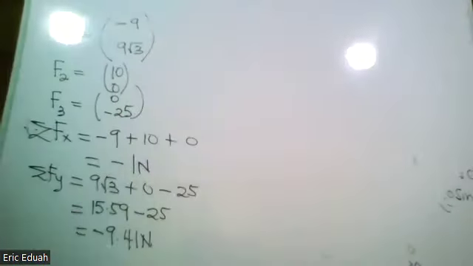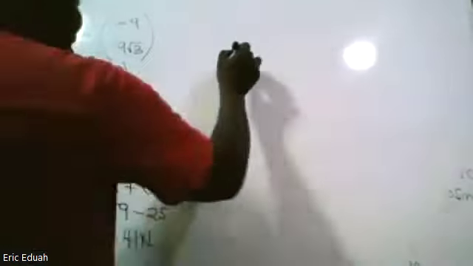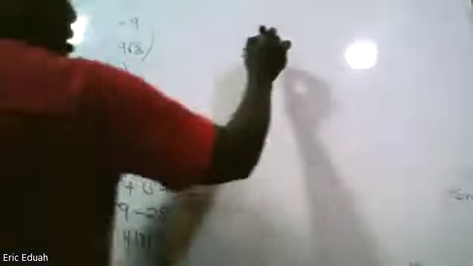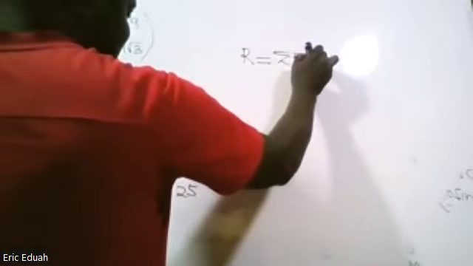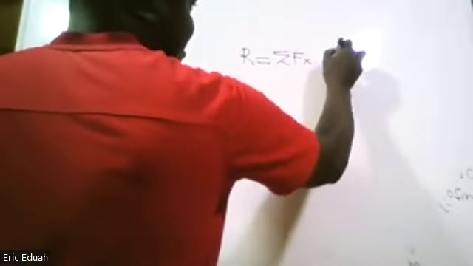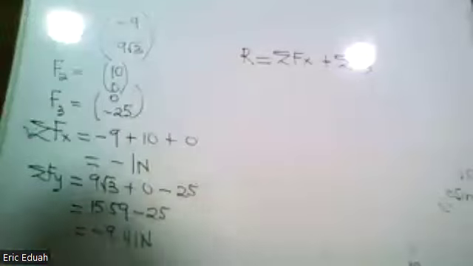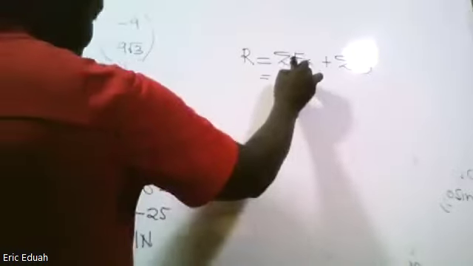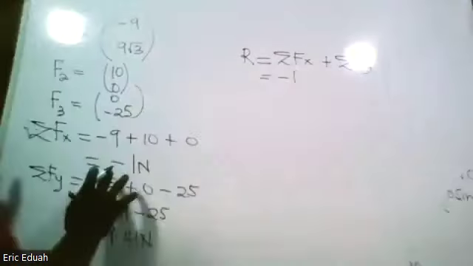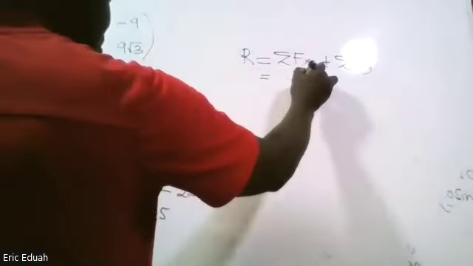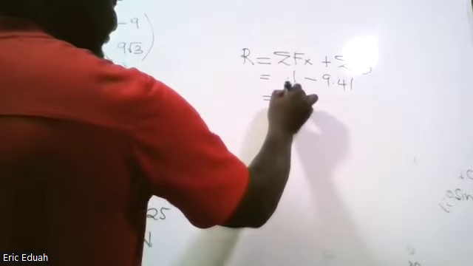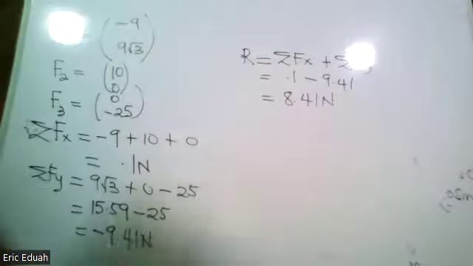Now, what I realized was that some of you were ending here, and the conclusion is that R is equal to summation Fx plus summation Fy. A very big error. And so I saw 1 minus 9.41 and 8.41 Newton. A very big error.